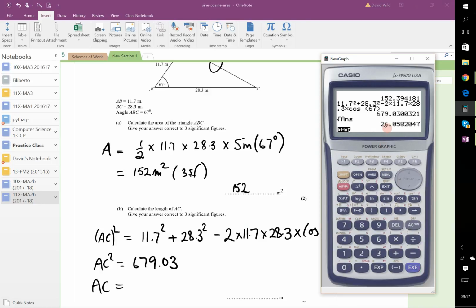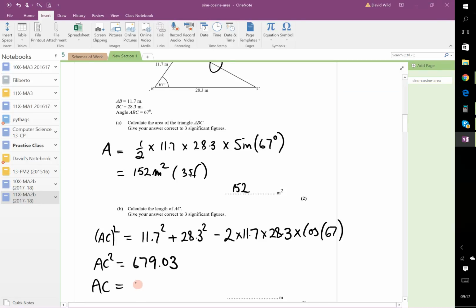Now we need this to three significant figures. So we look at the third figure. This needs to go up because the fourth figure is greater than or equal to 5. So this is 26.1. And of course the answer is in meters. 26.1, and I also like to write 3SF in brackets.